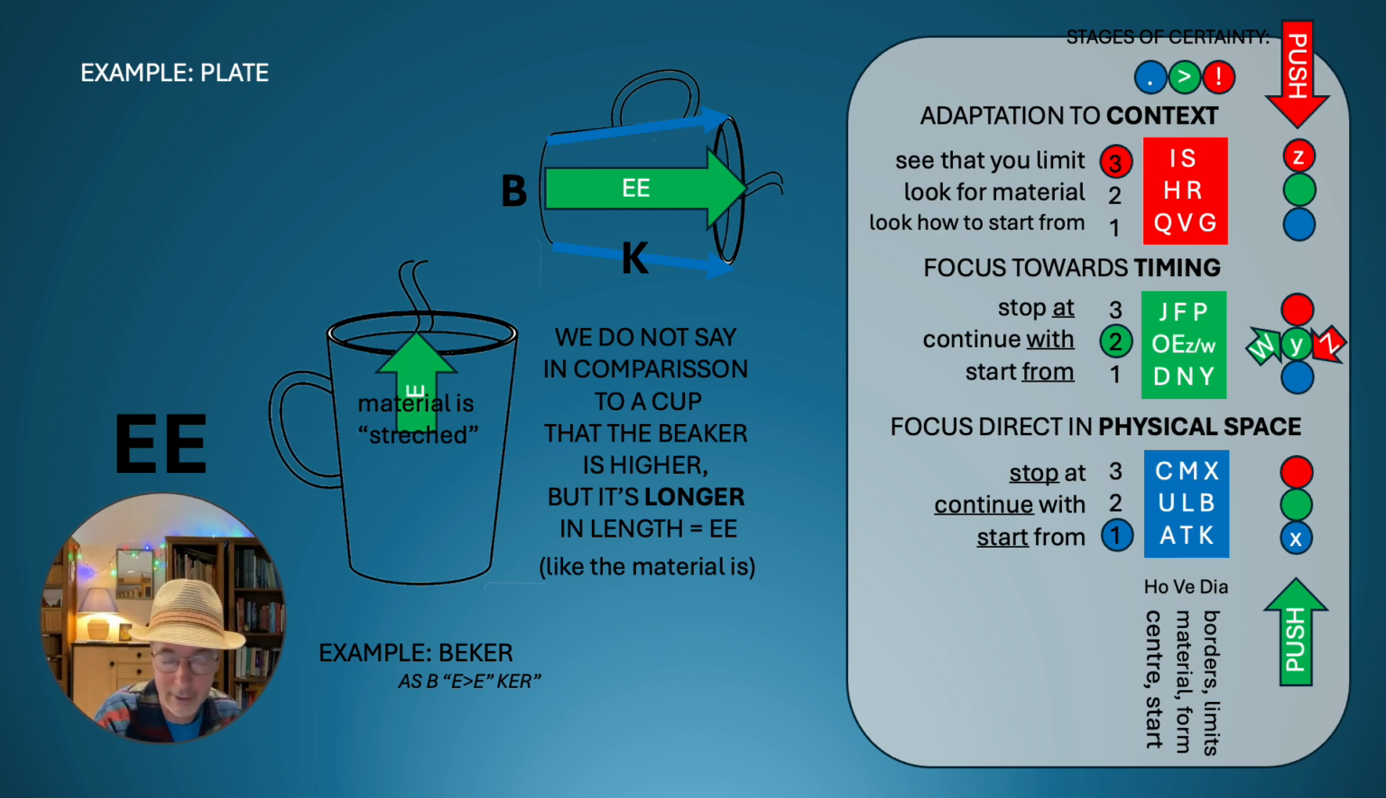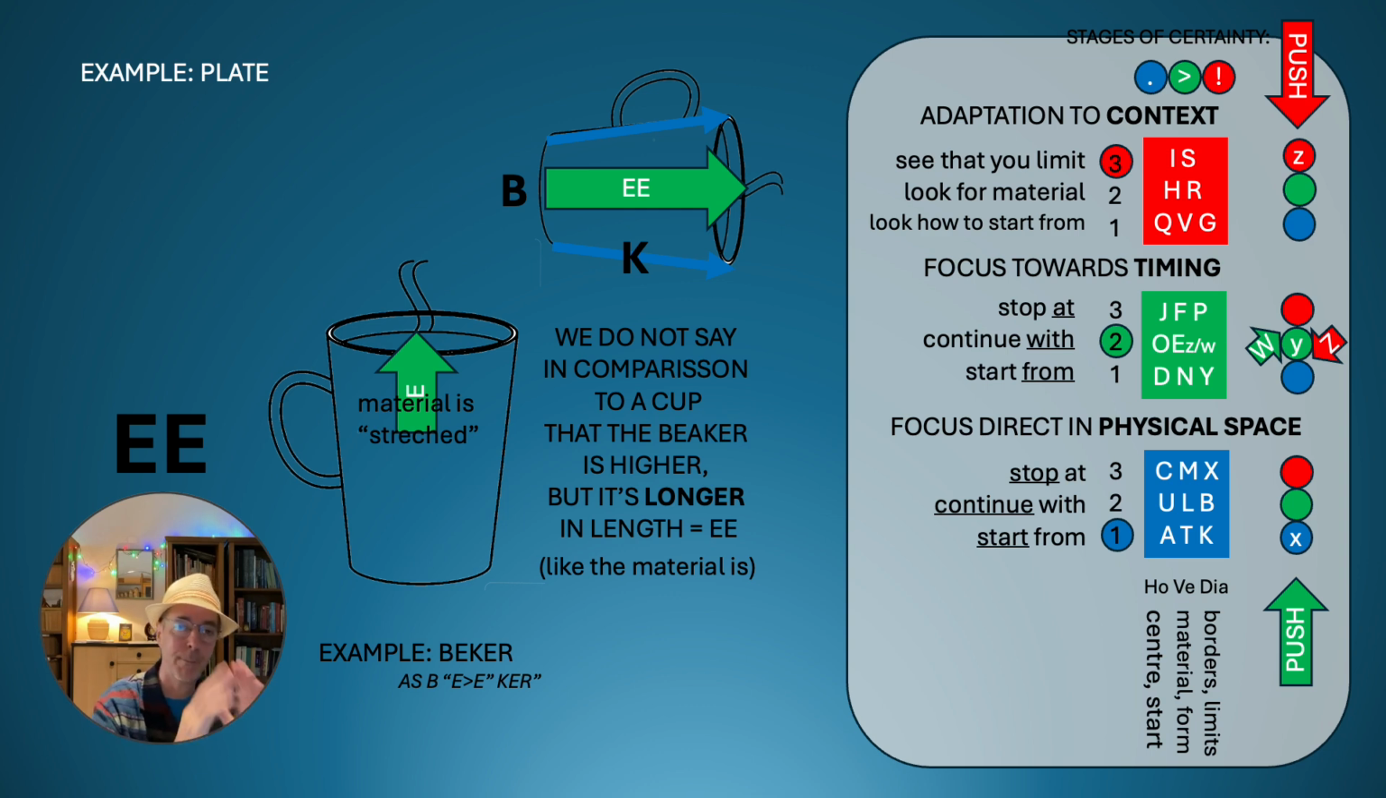We have a word there that is called BEKER. I think it's also in English beaker, and it is longer. So our focus is also longer. We say longer. We don't say higher. Actually, when you see the cup, the form is higher, but when we want to describe it, strangely enough, we don't say, "Oh yeah, it's higher." It's not, because the material is not higher piled up. The material is actually longer, so it's stretched. The stretching is A. That's the form of A.